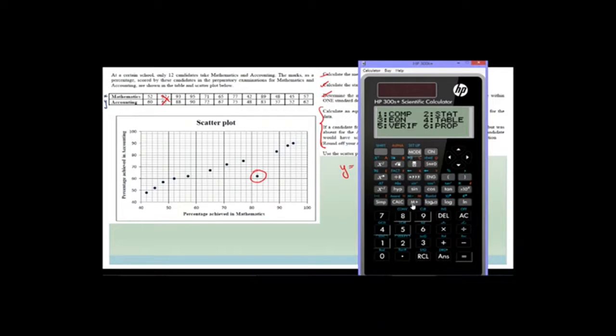So let's start again. We're going to go mode 2. And now we need to start again. So it's going to be 52 equals, 93 equals, 95 equals, 71 equals, 65, oh my word, equals, 77 equals, 42, 89. By now you guys should be way ahead of me.